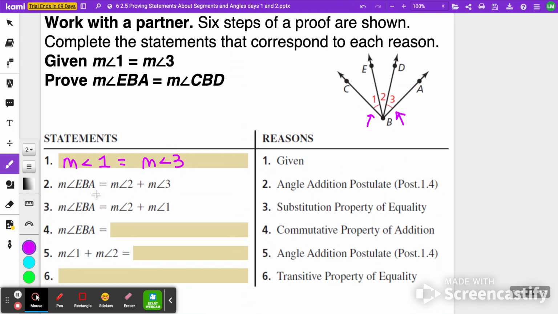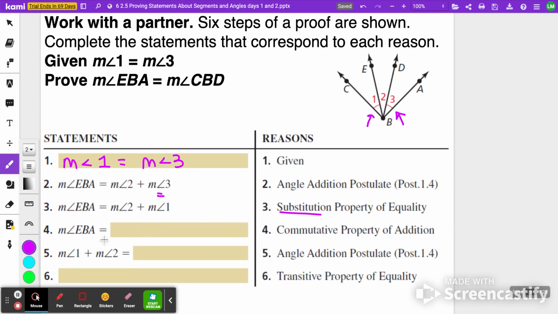Okay. Next, we have the angle addition postulate, which is postulate 1.4. The measurement of angle EBA includes angle 2 plus angle 3. Cool. The measurement of EBA then could also be measure of angle 2 plus measure of angle 1 because 3 and 1 are equal. That would be including the substitution property of equality.